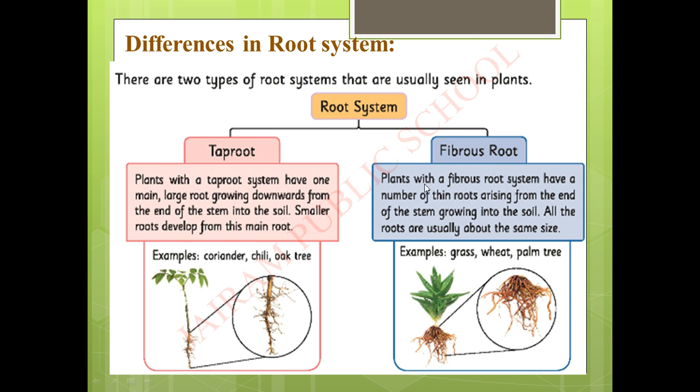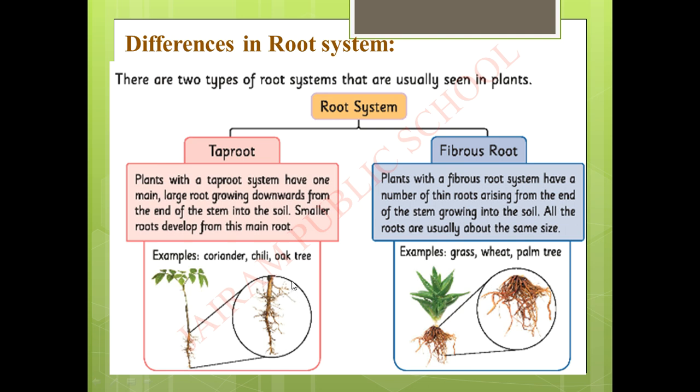Fibrous root. Plants with a fibrous root system have a number of thin roots arising from the end of the stem growing into the soil. All the roots are usually about the same size. Here in fibrous root, all the roots start from the end of the stem, and more or less all the roots will be thin and the same size. So these types of roots are called fibrous root. For example, grass, wheat, palm tree. I have given these example pictures in the next slide.